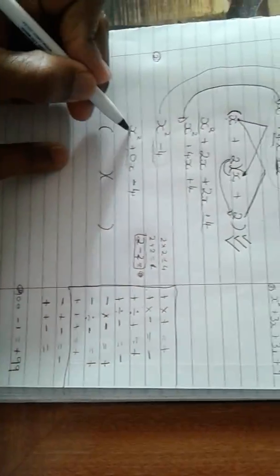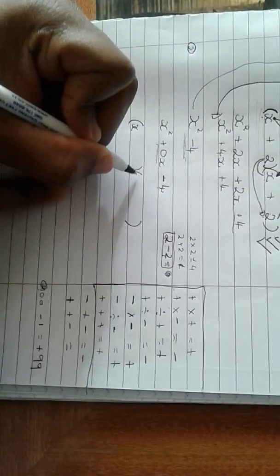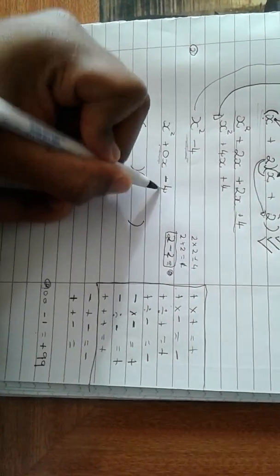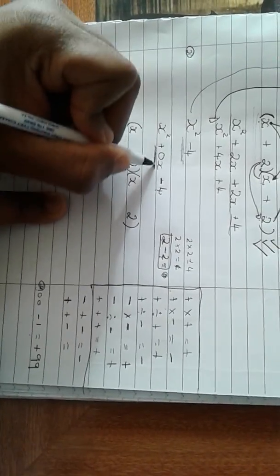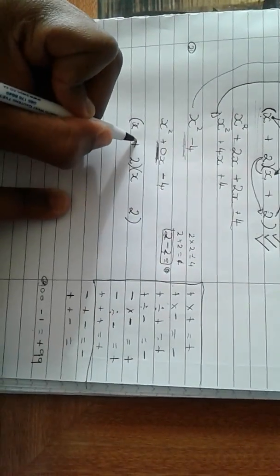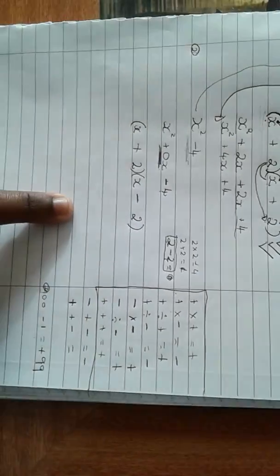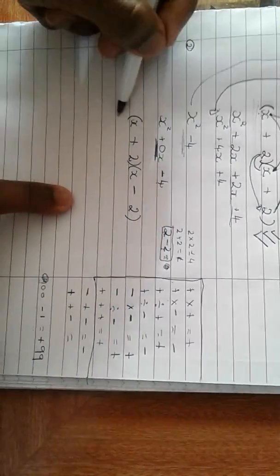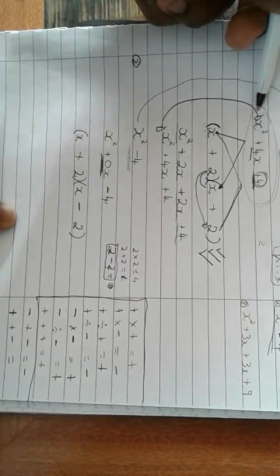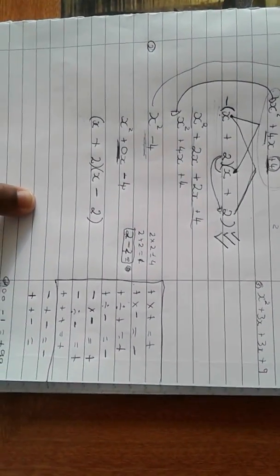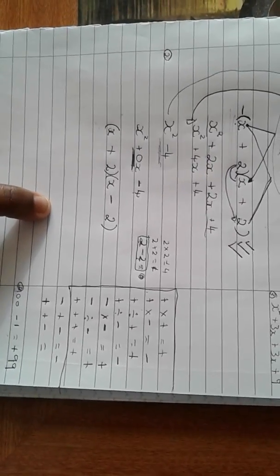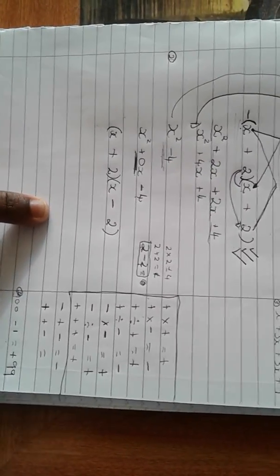Remember what we did here? X squared is x times x. 4 is 2 times 2. In order to get a 0, one 2 has to be positive and the other has to be negative. And then you go through the same steps that you took to make sure that this is right. Should I do it with you or not? Okay, let me do it with you.